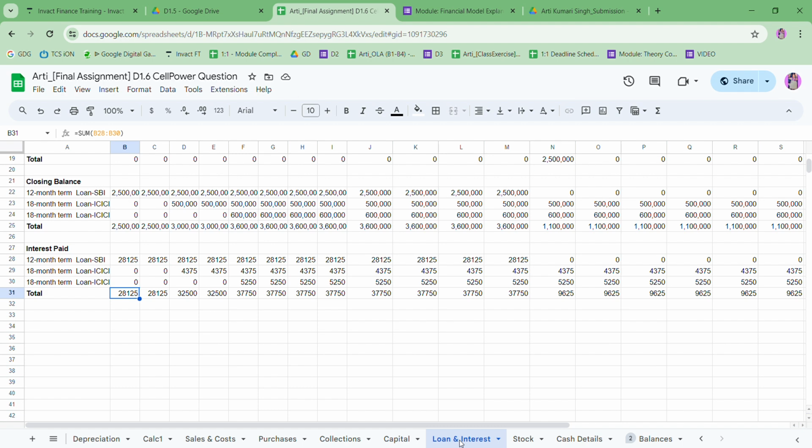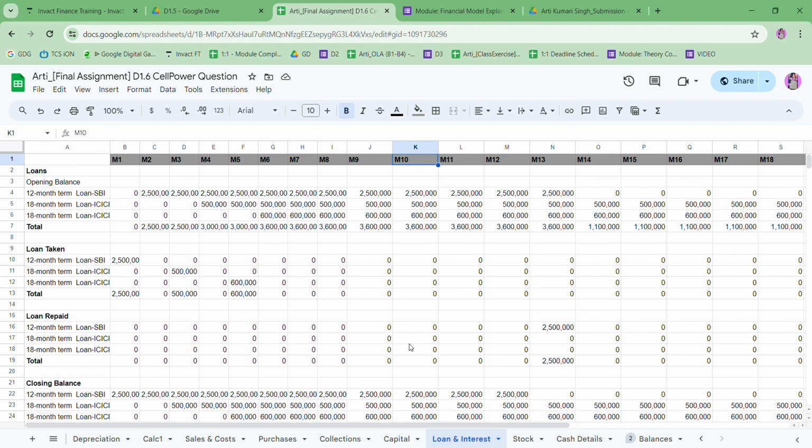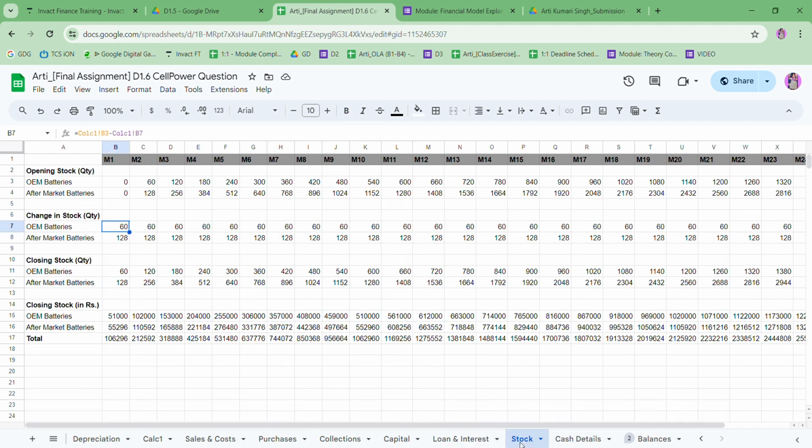Next we have shown you how loan and interest has been calculated. In stock, we can see the opening stock as well as change in stock. How have we calculated change in stock? We have deducted sales from purchases, and then we got the closing stock by adding opening stock with change in stock, and then closing stock in rupees has been calculated by multiplying closing stock quantity with cost.